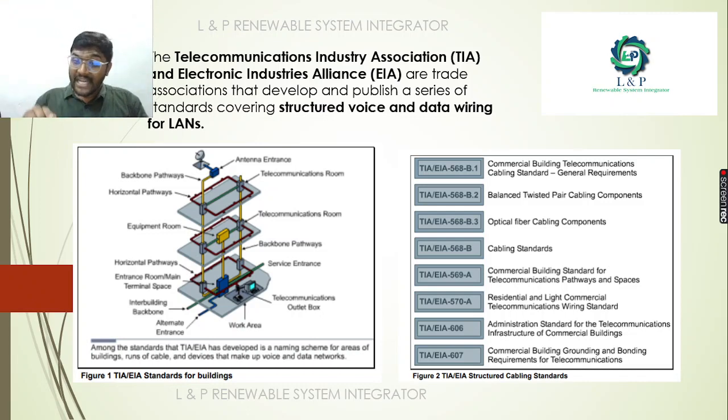Okay, and for residential and light commercial telecommunication wiring standard, you can follow TIA EIA 570A. If you are planning for the administration standard for telecommunication infrastructure of commercial buildings, you can use TIA 606 standards. And if you're going for commercial building grounding and bonding requirements for telecommunication, you can use TIA 607 standards.